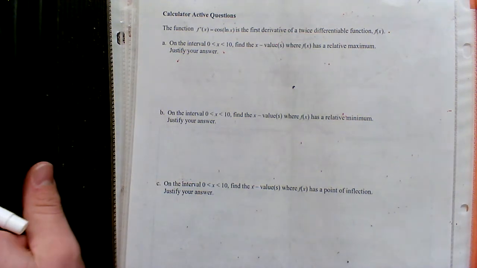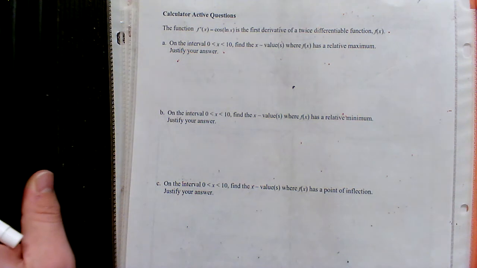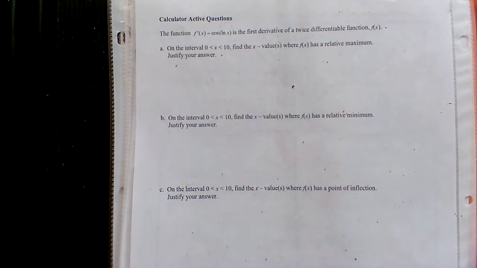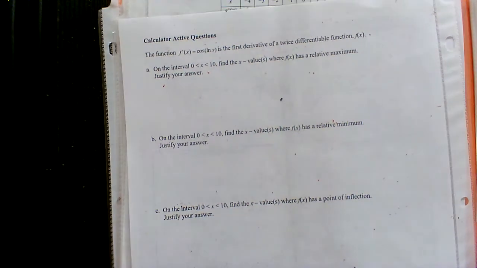So we're going to be dealing with the functions f and first derivatives with our calculator, and analyzing using our calculator, helping us figure out what's happening with the original or what's happening with the derivative. So the function f prime of x equals cosine ln of x is the first derivative of a twice differentiable function f of x. So part A, on the interval from 0 to 10, find the x values where f of x has a relative max and justify your answer.